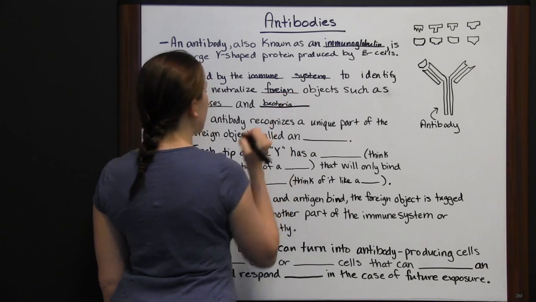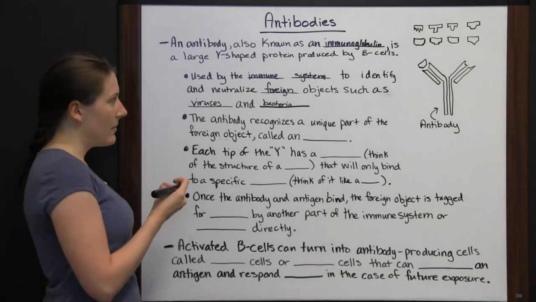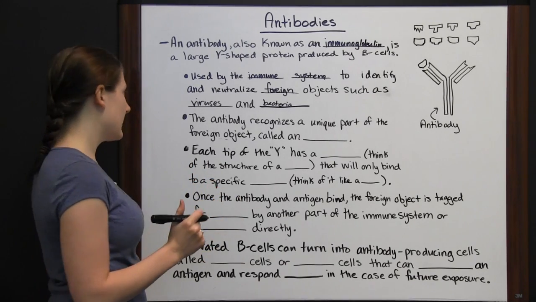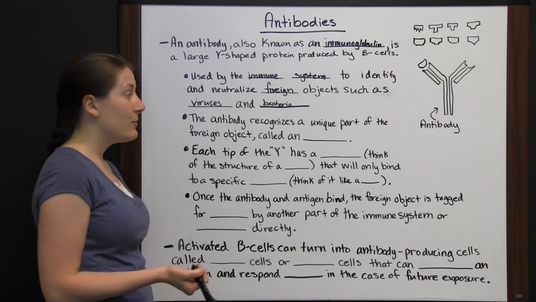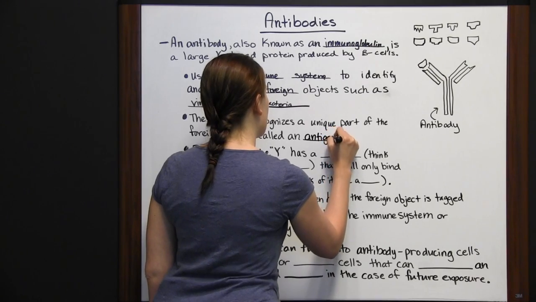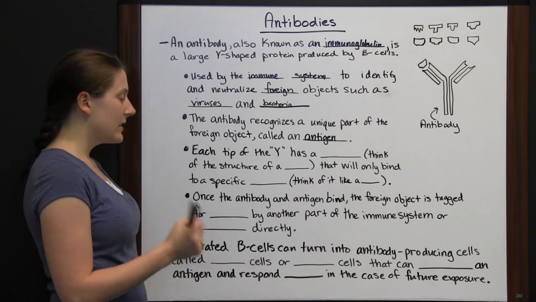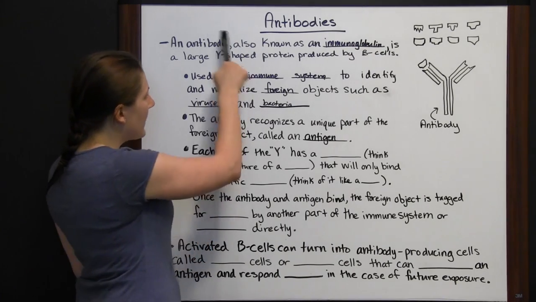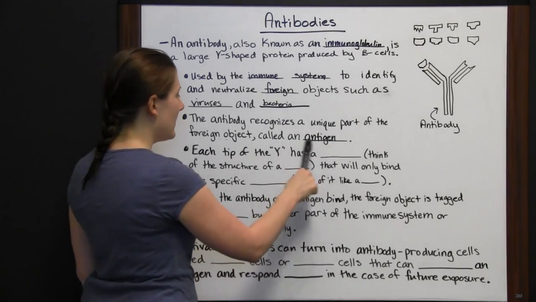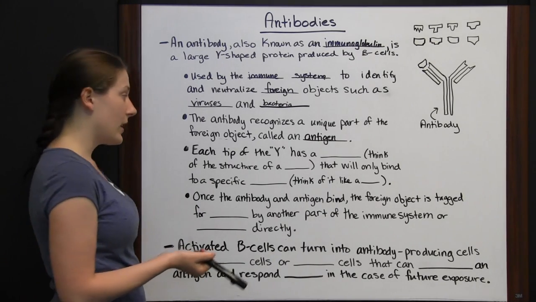So if you inhale or ingest something that is foreign to your system, antibodies are going to kick in and try to neutralize these foreign objects. The antibody recognizes a unique part of the foreign object called an antigen. So it's important to remember the difference between these two, since antigen and antibody are similar to each other. The antibody is part of the immune system and is going to stop the foreign objects. The antigen is a specific part of that foreign object that we're going to try to neutralize.